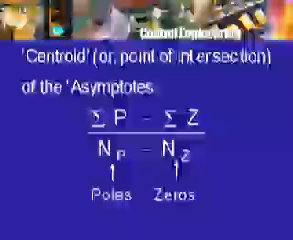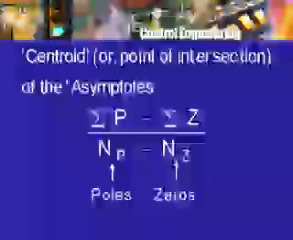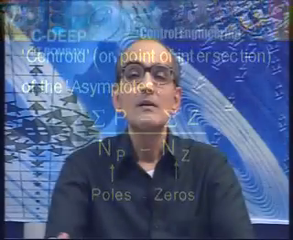Now this gives you a number and therefore a point on the complex plane, which is what is called the point of intersection of the asymptotes. Sometimes it is also referred to as the centroid of the pole-zero diagram. This gives you the point of intersection of the asymptotes. That is, if there are any asymptotes, then they all pass through this point.